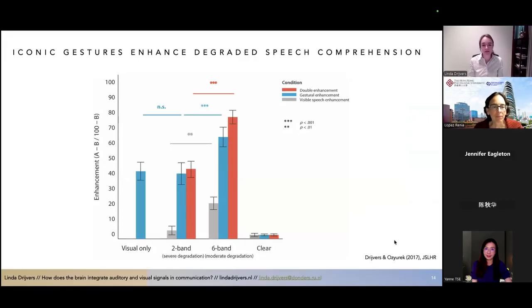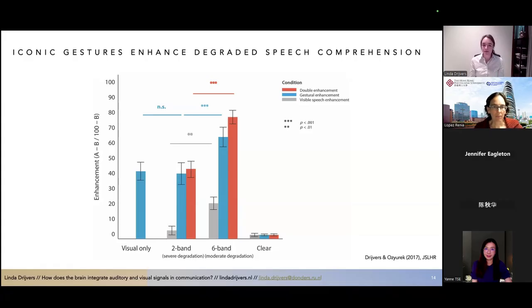So on the x-axis here, you can see the different conditions that we've used. 2-band noise vocoding means that there was really severe noise. And 6-band noise vocoding means that there was a moderate amount of noise. On the y-axis, you can see the enhancements that people got from the different visual articulators. In orange, you see double enhancement, which is the enhancement of both the visible speech and the gestures. You have gestural enhancement and visible speech enhancement.